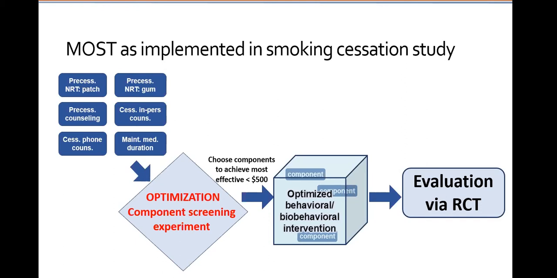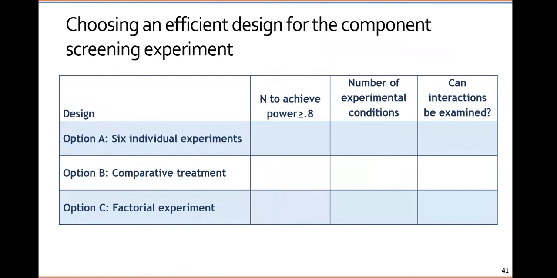Okay, so how can we choose an efficient experimental design for this component screening experiment? Well, we're going to start by talking about three different possibilities that I think will be familiar to you. One is conducting six individual experiments, one on each component. Another is a comparative treatment experiment, which I'll explain in a moment.